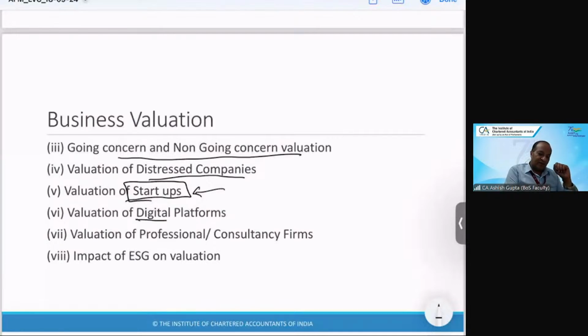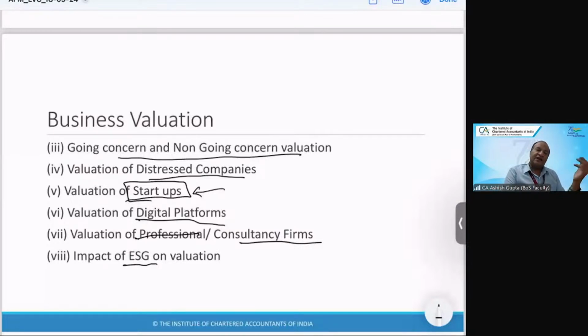Then valuation of digital platforms like Ola, Uber. Then valuation of professional and consultancy firms. It is very important, because nowadays even consultancy firms are being taken over. Then comes ESG value, the impact of ESG. ESG is basically economic, environment, social, and governance. Nowadays, these are the three pillars of any business. Why is it important? Because the government or the regulatory authorities are now asking what we are giving to our next generation. So all of that is covered here.